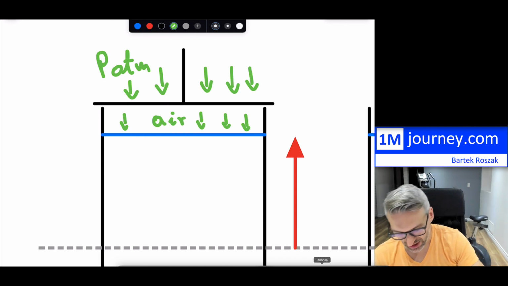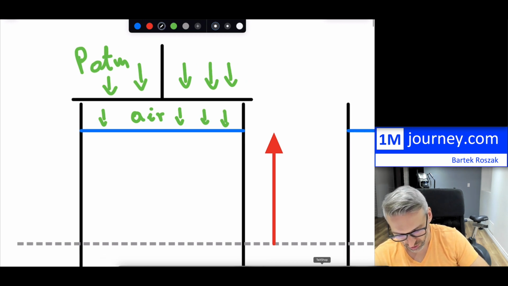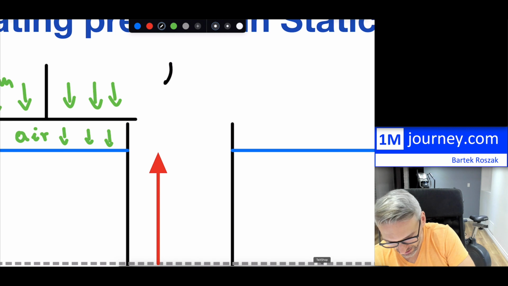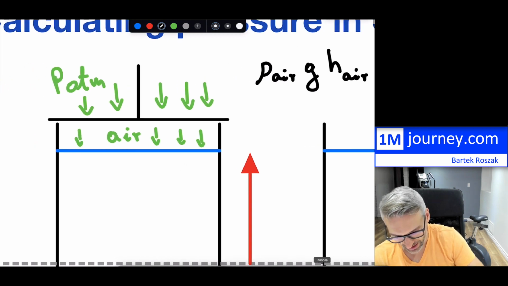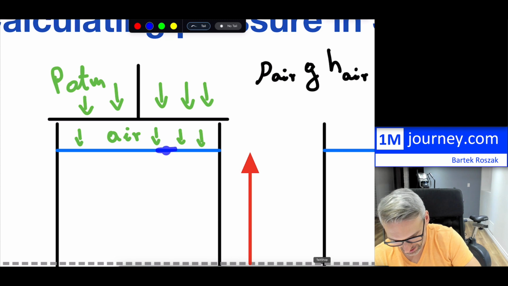Now, just like any other fluid that you would have, you can take the density of the air, multiply it by gravity, which is g, and then check what the actual height is. So here I'm going to put the height of the air, and what I am referring to is the height from here to here. So that's the height.